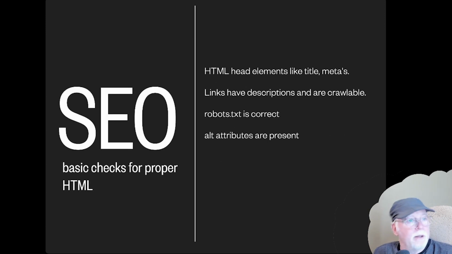And SEO, same thing. Lots of stuff you should be doing anyway in your HTML, basic stuff: meta tags, titles, link descriptions. Your robots.txt syntax should be correct. WP Forms actually rewrites your robots.txt and only puts one line in there and gets the syntax wrong. So you'll see an SEO issue if you don't correct that one line. Easy enough to fix, but it's there. And of course, all of your attributes should be present throughout.